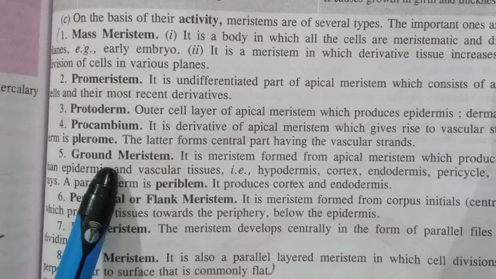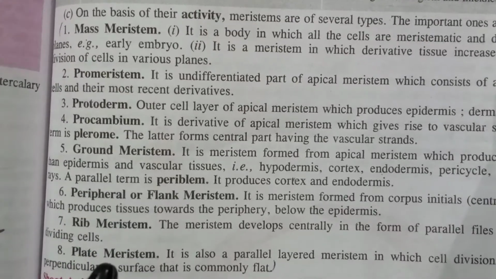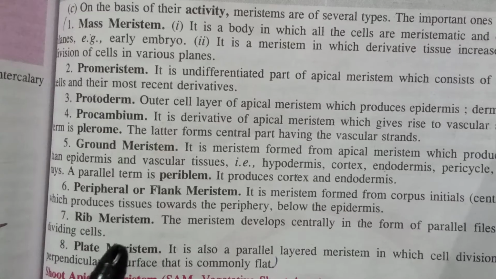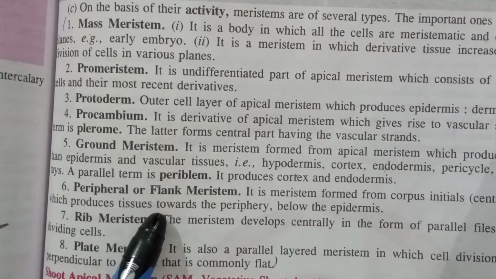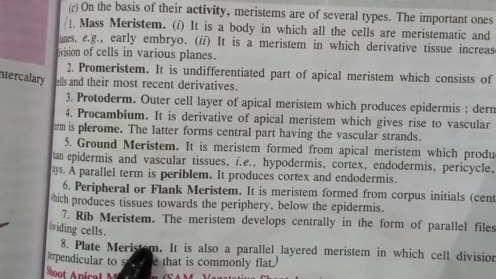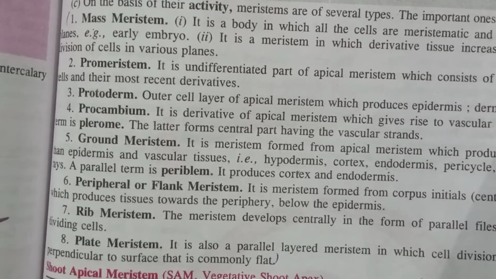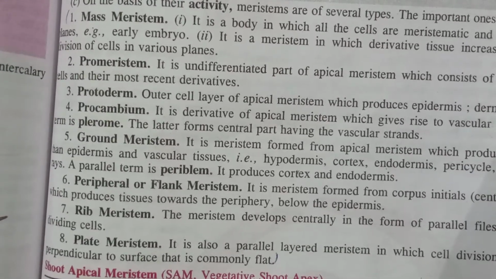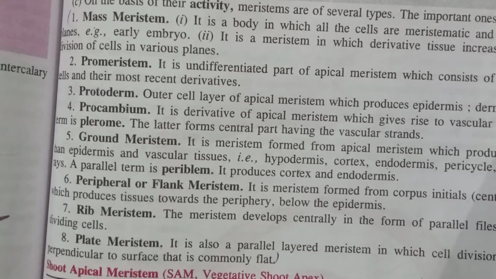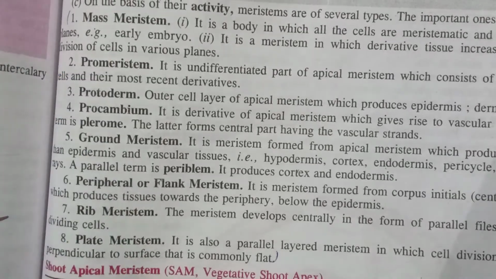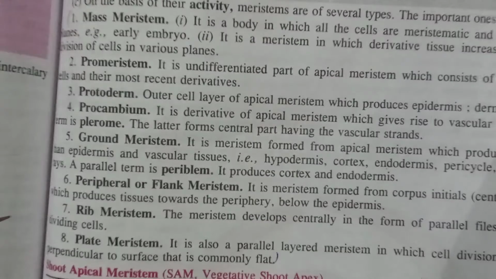Ground meristem, which is formed from the apical meristem and produces the tissues of epidermis and vascular tissues. Peripheral or flank meristem, formed from corpus initials. Rib meristem, centrally placed in parallel files. Okay, then plate meristem, they are layered meristems whose cells divide, and usually they lie perpendicular to the surface. So these are the different types based on the activity of the meristem.